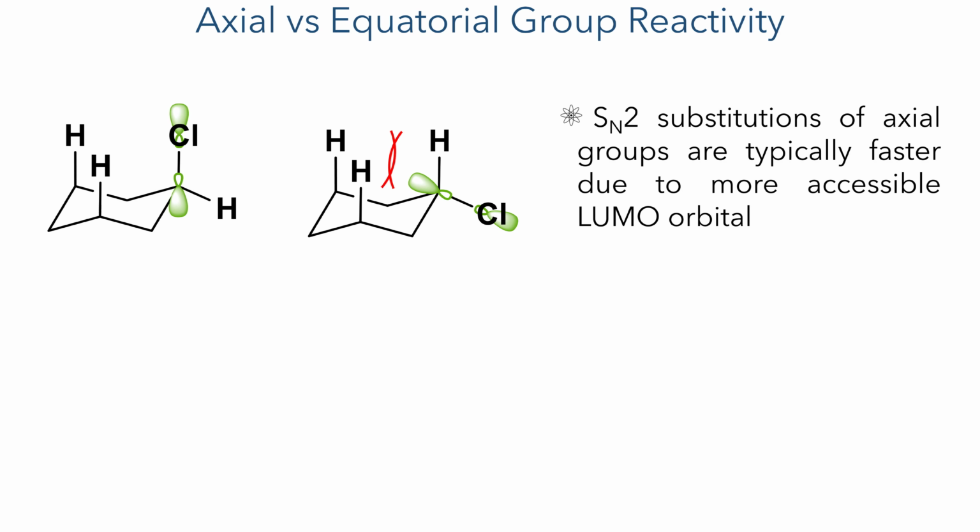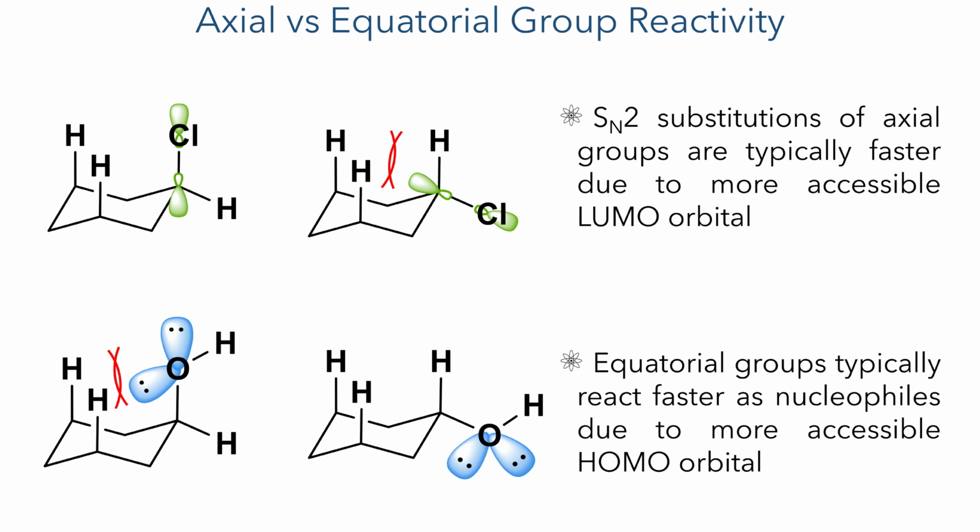So now that we've covered the basic principles of conformation analysis, let's look at how these effects influence synthesis. In cyclic molecules, whether a group is axial or equatorial can greatly influence its reactivity. As a general rule, SN2 substitutions of axial groups tend to be faster due to the more accessible LUMO orbital, which allows the nucleophile to approach from an unhindered path. Equatorial groups tend to react faster as nucleophiles, and this is because the HOMO orbital is more accessible, as it isn't blocked by axial groups, such as the hydrogens shown here.